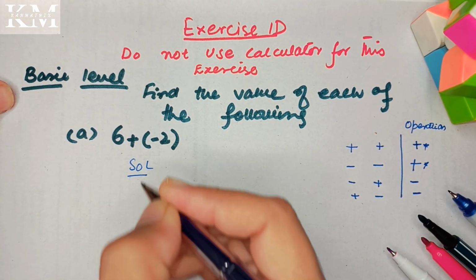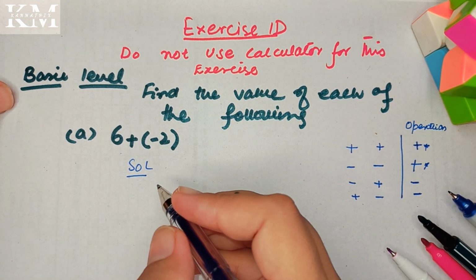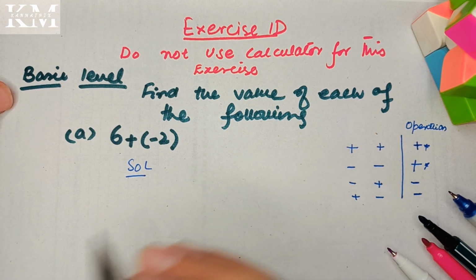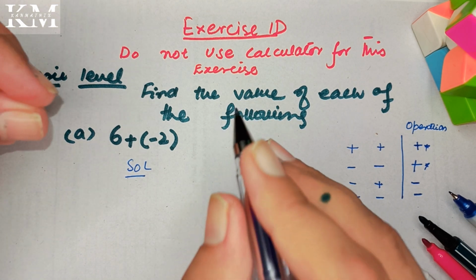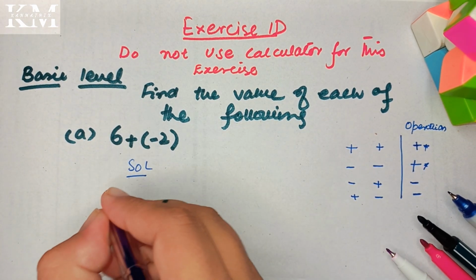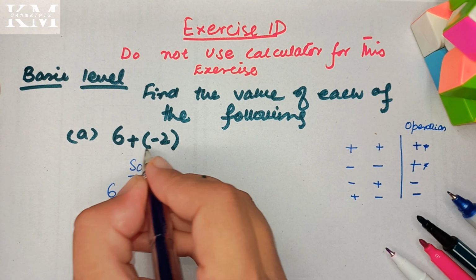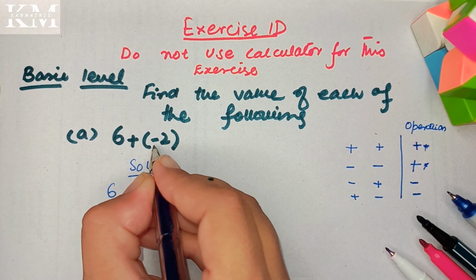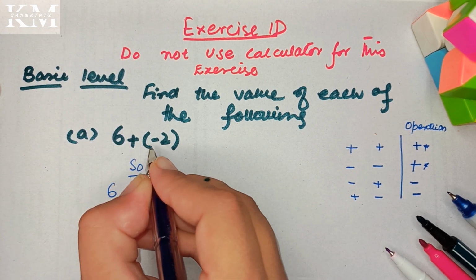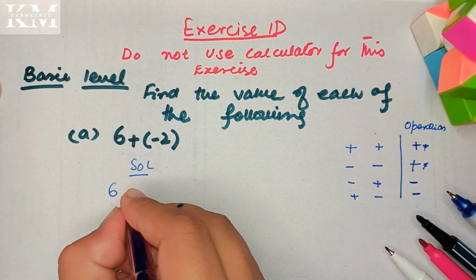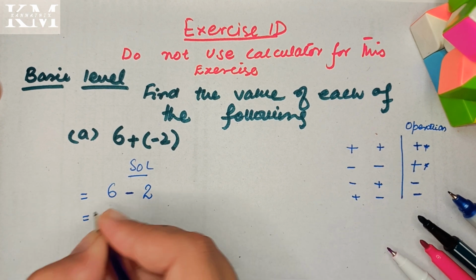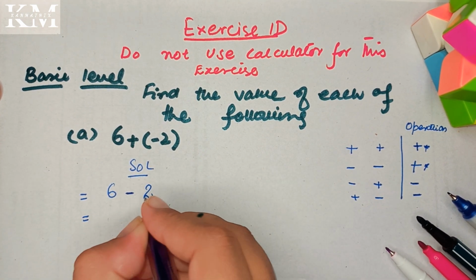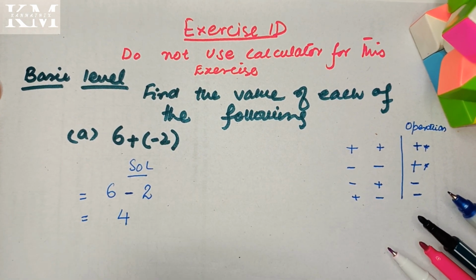Students, whenever you have the bracket in any of the question, in any of the level in math, you have to target the bracket first. So now we have here the alternate sign like plus minus. When you have plus and minus, then it would be minus. So now it's the same one, similar one. 6 minus 2, you will get 4.